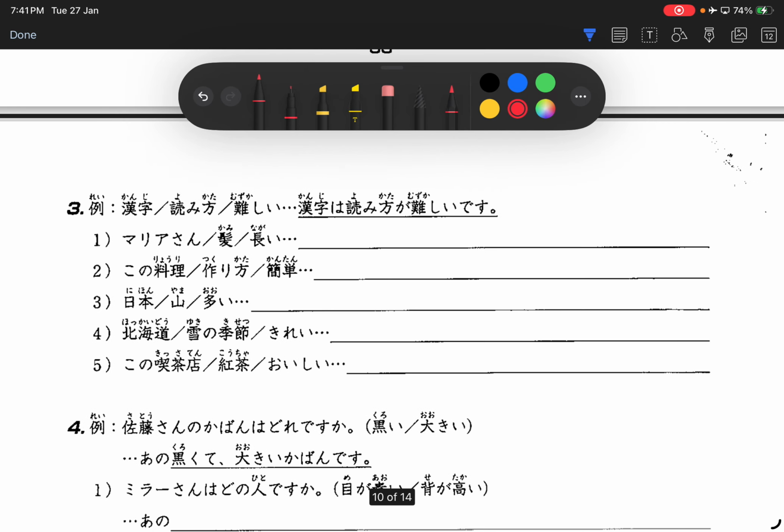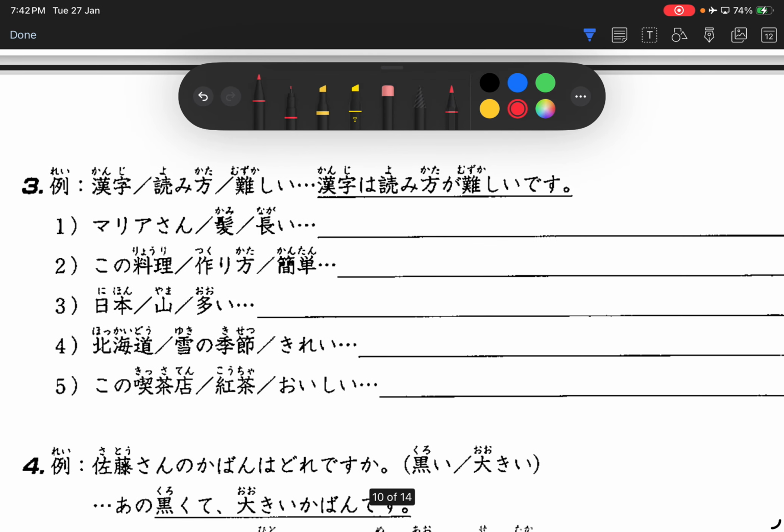Okay. Next page, number 3. Example: kanji, yomikata, muzukashii. So they want us to form a sentence using these 3 words. Okay, so the sentence here is kanji wa yomikata ga muzukashii desu. So our first subject is kanji. Second object is yomikata. What about yomikata? Muzukashii. Right? Muzukashii is an adjective.